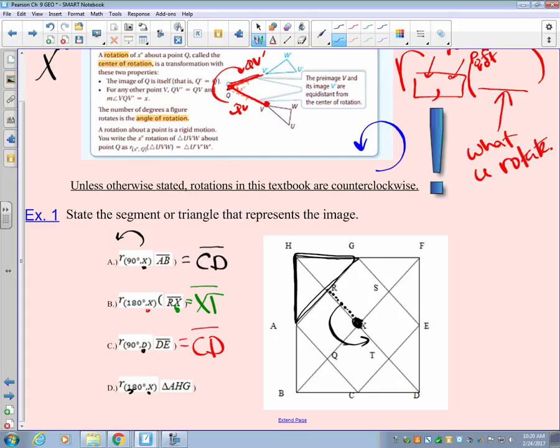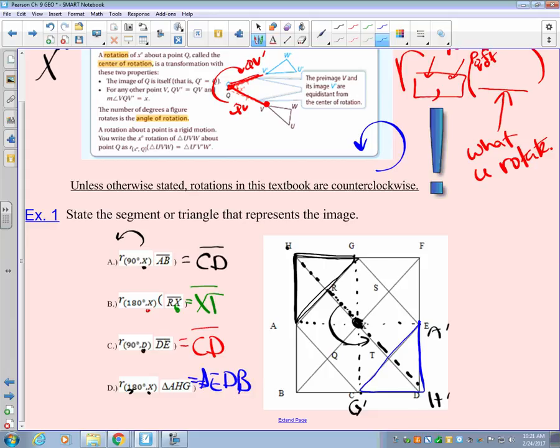So A goes halfway around the circle, and it's now where the E is. H goes halfway around the circle. So it translates over there, and G goes halfway around the circle. It's here. And then our new rotated figure is going to be E, D, B, triangle.